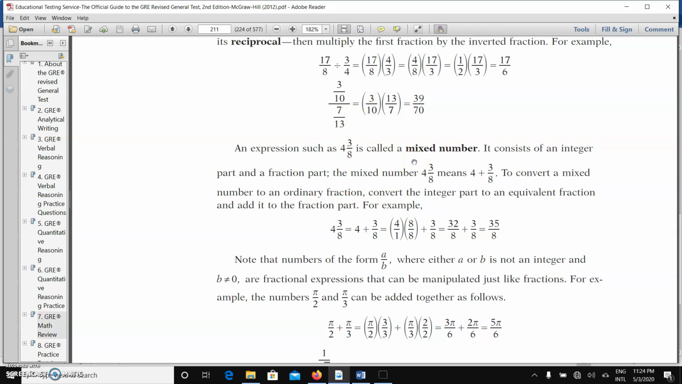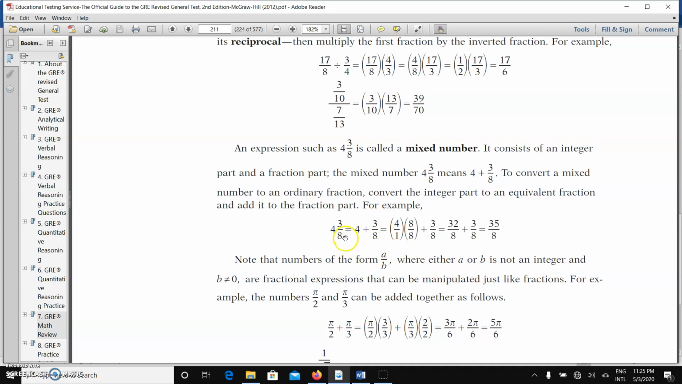Now, mixed number, mixed fraction. A mixed fraction is when you have, for example, 4 whole number 3 over 8, right? Now you can convert it to a fraction. How do you do that? Okay, let me take my time. 4 plus 3 over 8.